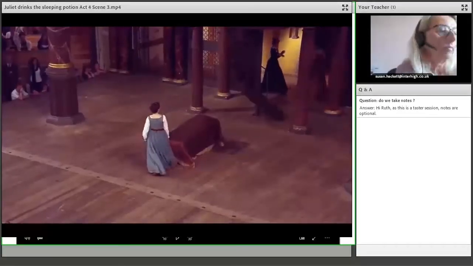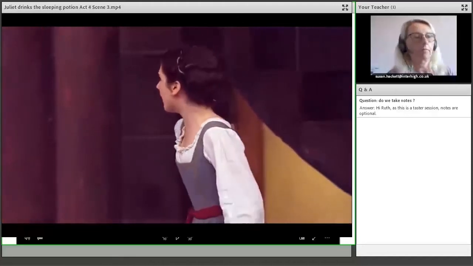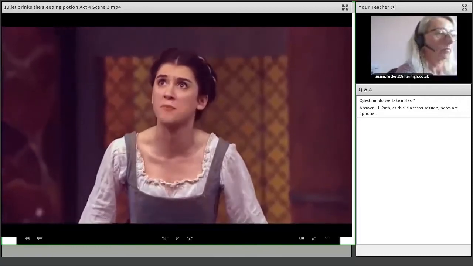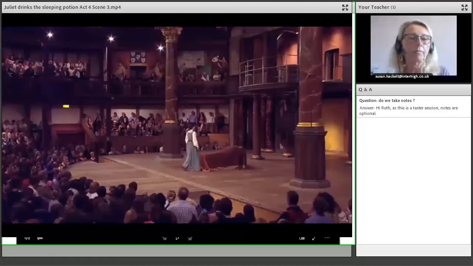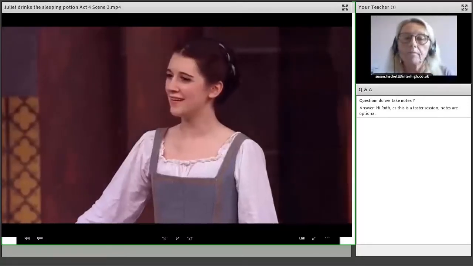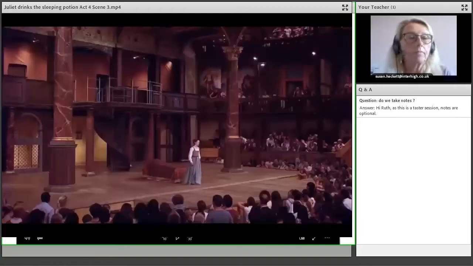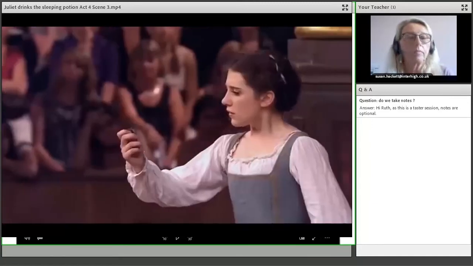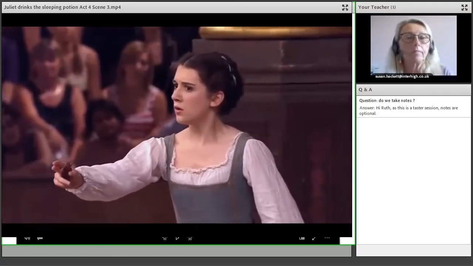Farewell! God knows when we shall meet again. I have a faint, cold fear thrills through my veins that almost freezes up the heat of life. I'll call them back again to comfort me. Nurse! But what should she do here? My dismal scene I needs must act alone. Come, vial. What if this mixture didn't work at all?